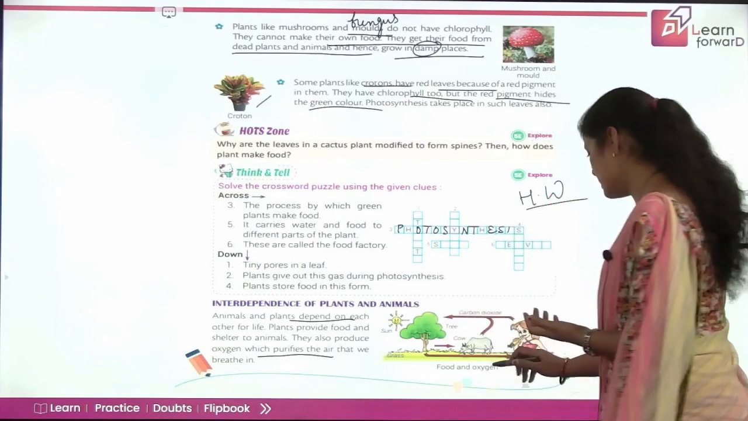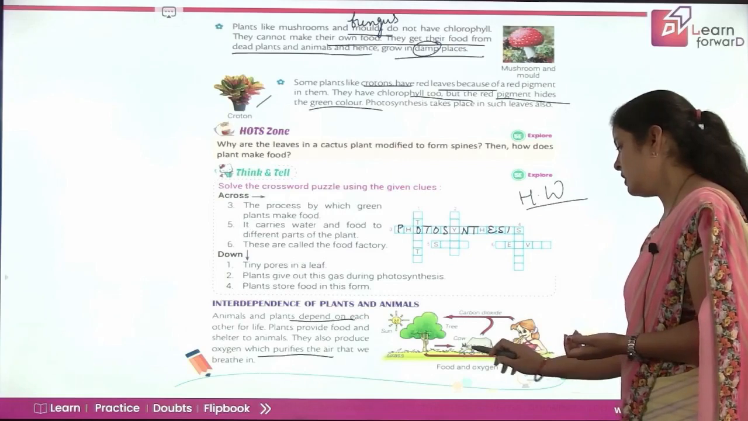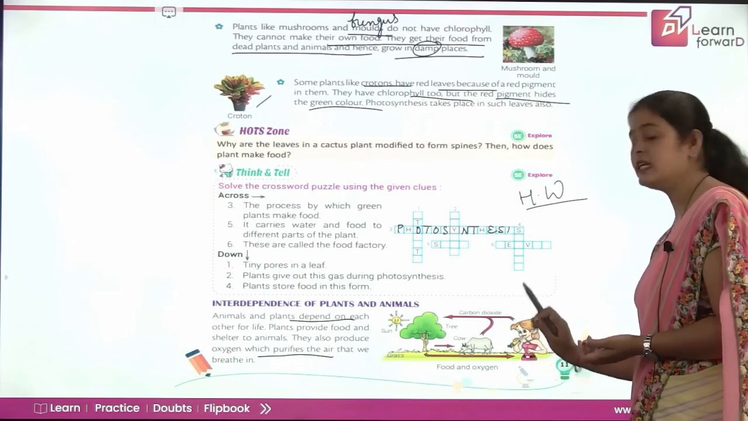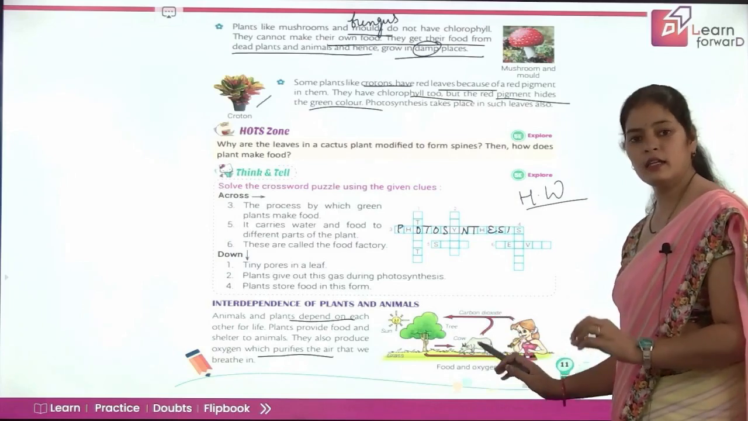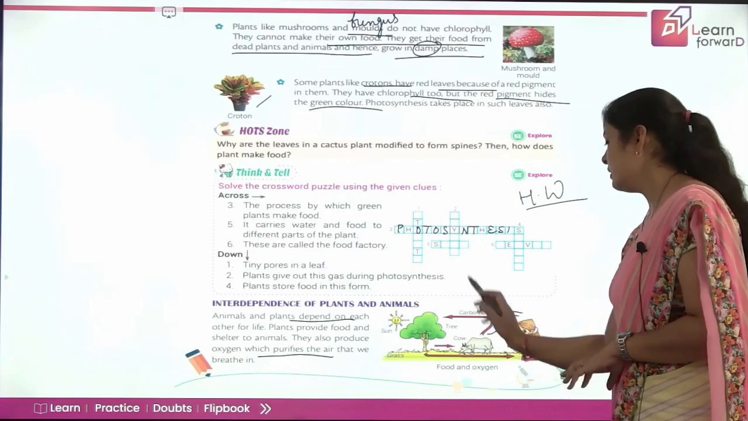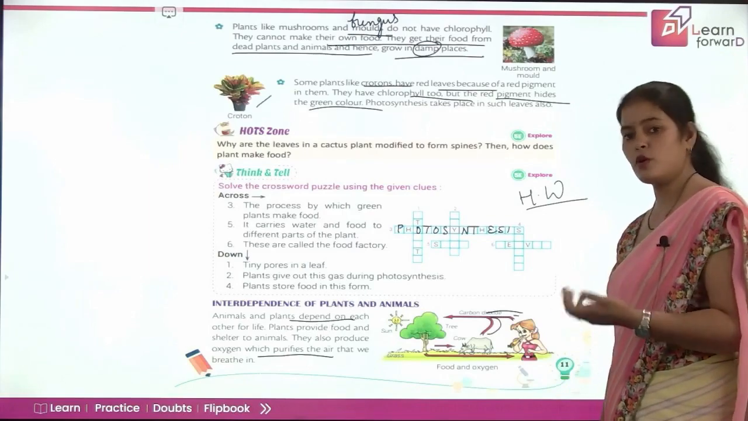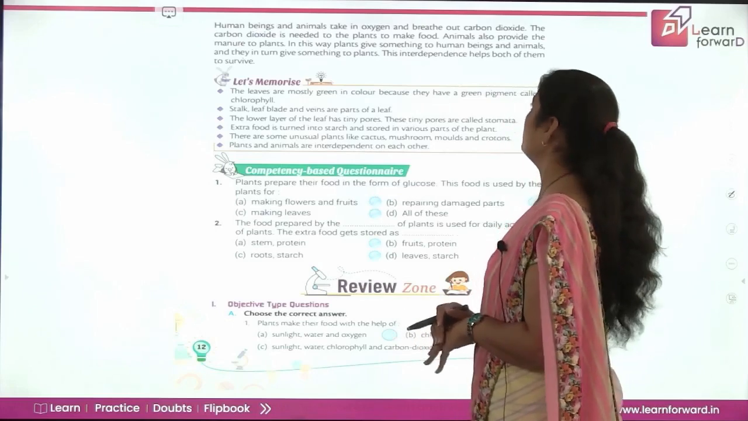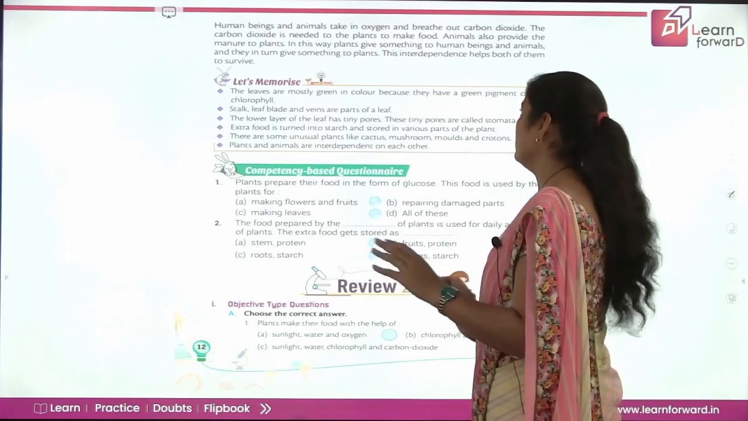Here they are saying that plants in the presence of sunlight produce something that is needed by this cow and by this girl. This girl is eating a carrot, which is a part of a plant. This cow is eating grass, and grass is again a plant. Now this girl and this cow release carbon dioxide, and that carbon dioxide is taken by the plant again to produce oxygen. Human beings and animals take in oxygen and breathe out carbon dioxide. The carbon dioxide is needed by the plant to make food, as discussed.